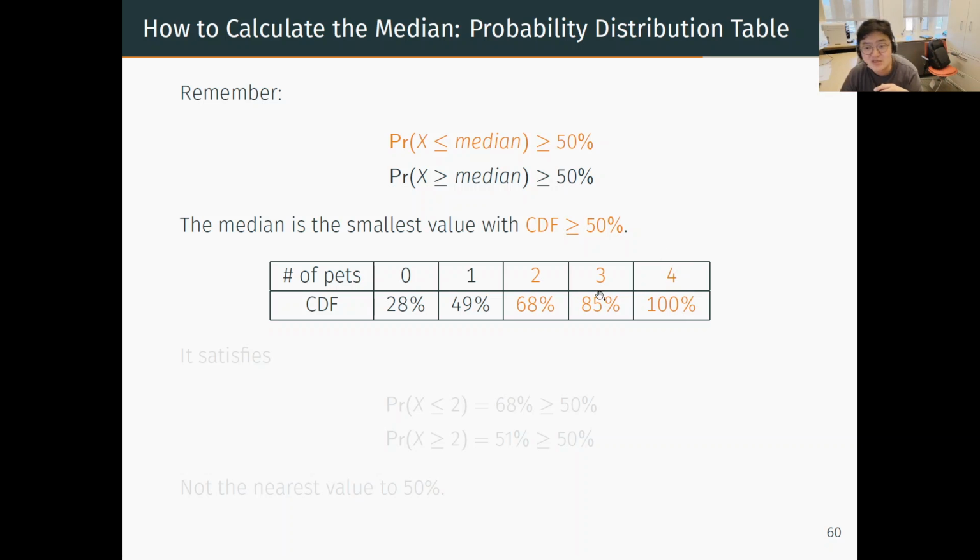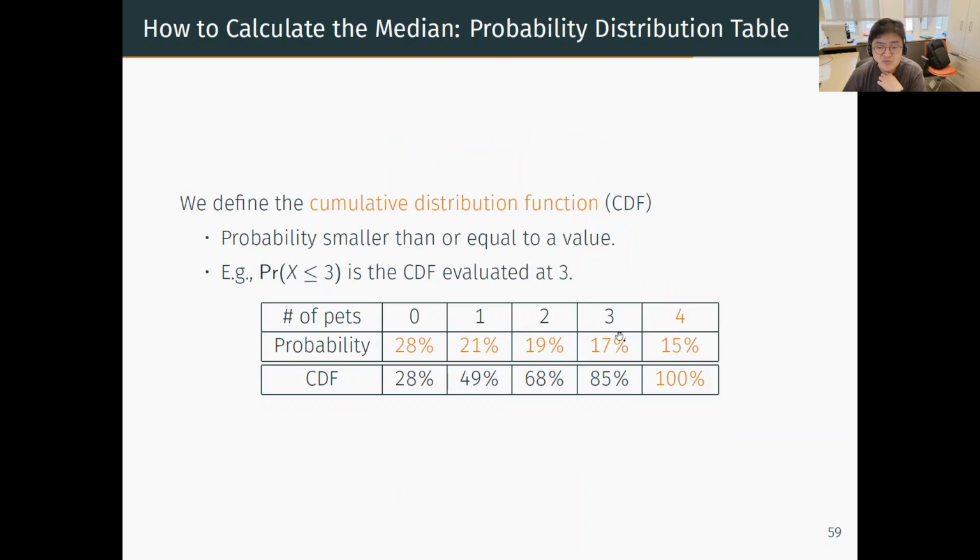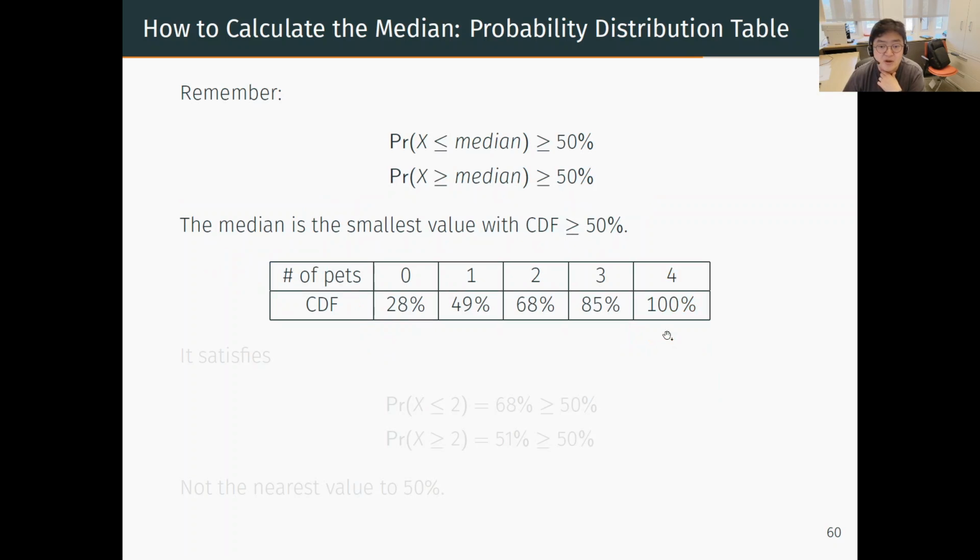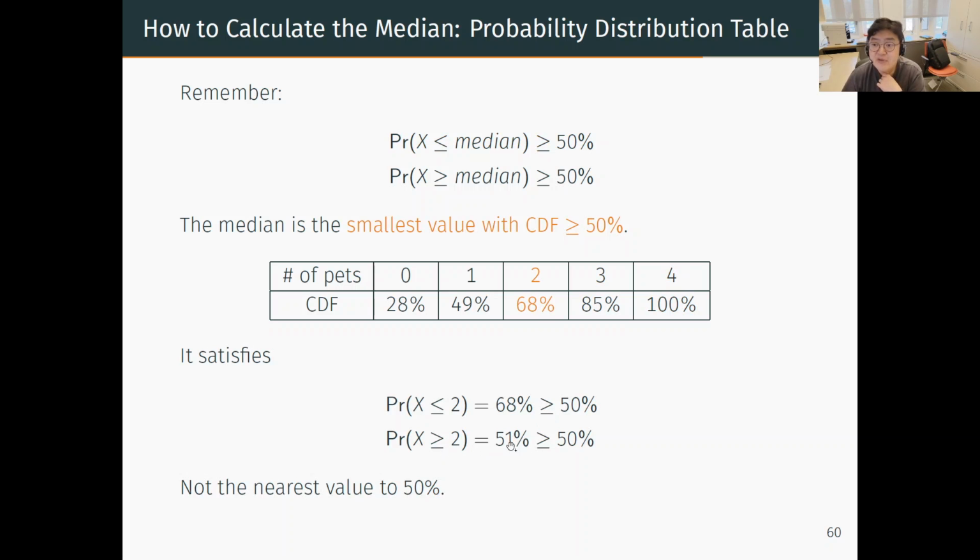From the largest back to this, so the probability that X is greater than or equal to 2 includes 19 plus 17 plus 15%, right? So if you calculate that, it is 51%, right? So if you plug in 2 as the median, you are going to satisfy both inequalities. So simply speaking, you have to find the smallest value that satisfies the first inequality. That is the rule. Okay?